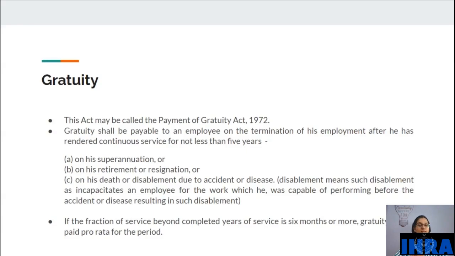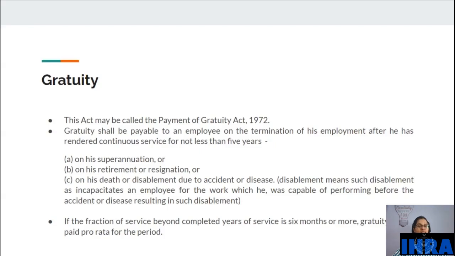So what are the conditions on which you will get the payment? On his superannuation, when he is getting retired, on his retirement or resignation, if he has resigned or is getting retired, then he will get the payment. On his death or disablement due to accident or disease, either he died or he has any disablement due to accident or any disease while working in the organization, then he will get the gratuity amount.